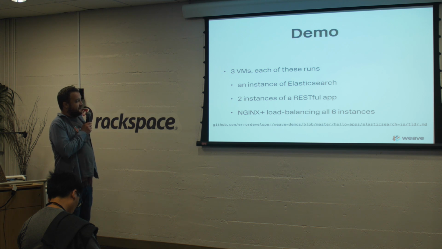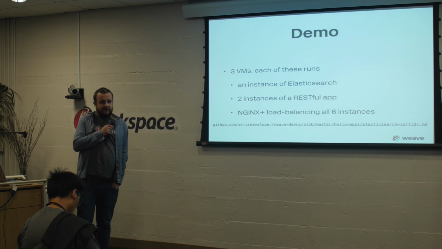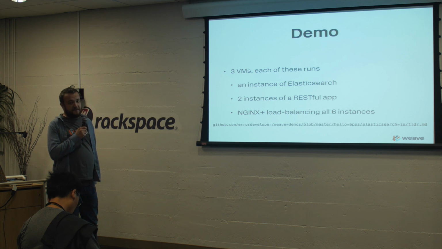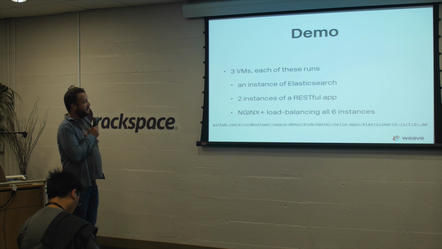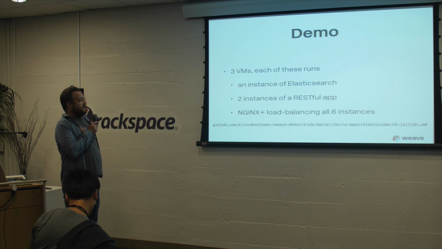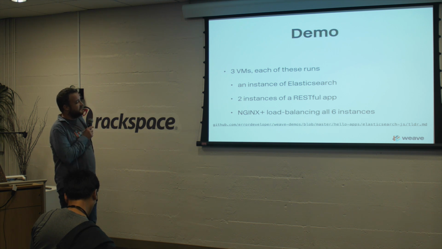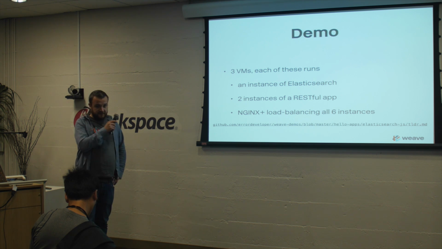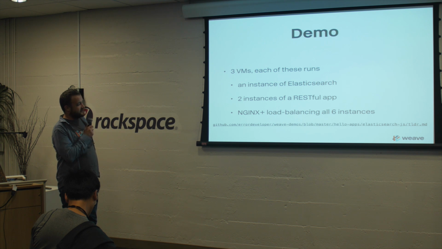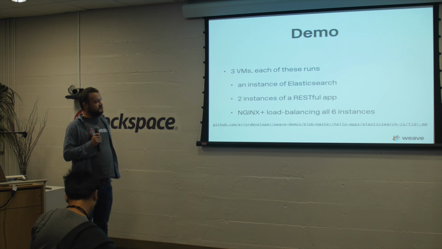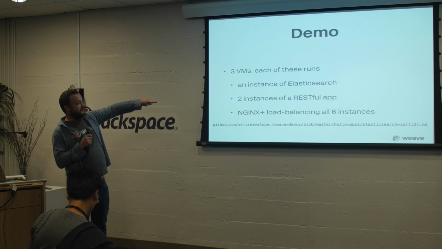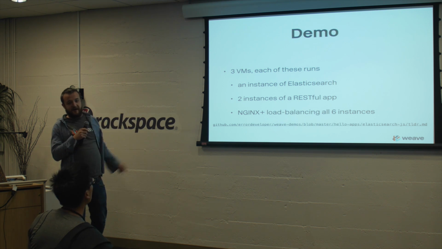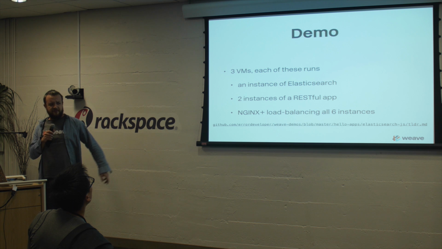Okay, so I've got 3 VMs, which are Docker hosts. I've got Weave set up, which is super simple. If you take a look at our docs, you just run 3 commands and you've got a network up and running. And I've got an Elasticsearch instance on each of those, and 2 instances of my RESTful app on each of those VMs, and an NGINX load balancer, load balancing across all 6 app instances on each of the machines. So I can hit any IP address, almost like in Kubernetes, but without using Kubernetes.